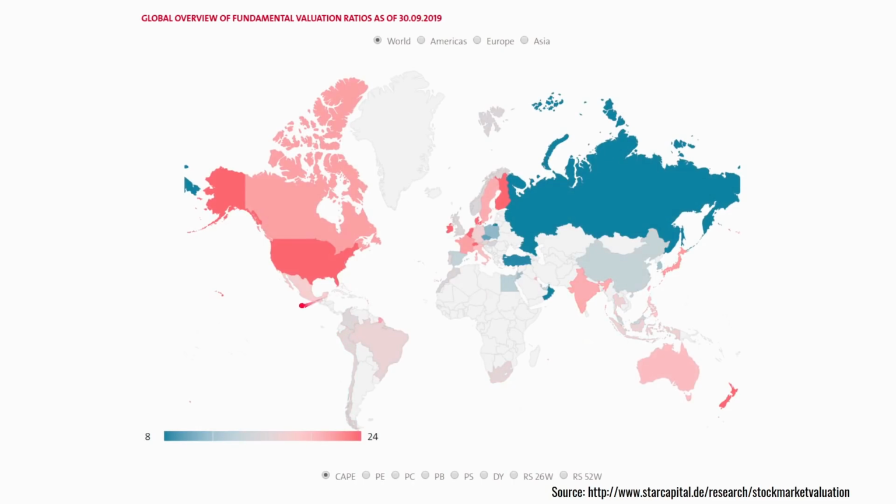What's notable is that the US is still very expensive. It's still one of the most expensive regions in the world. The UK is still cheap, largely because of Brexit uncertainty, and Europe is also relatively expensive, whereas Russia remains very cheap due to concerns about sanctions against Russia, and Japan is also quite expensive.